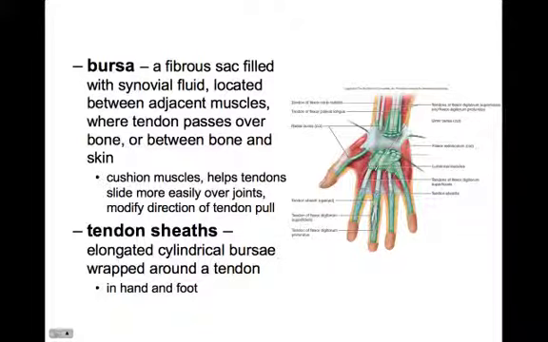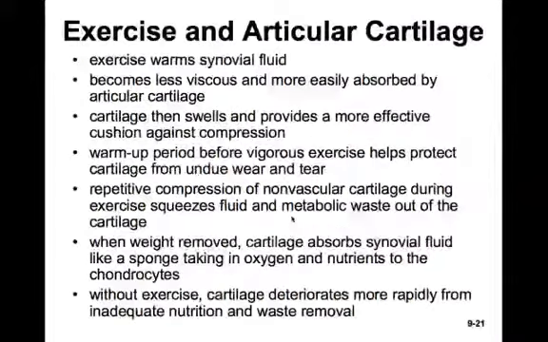You can see here in the hand several different bursa, and they allow tendons to slide across each other and pass over the bones with much less friction. Some of these bursa can be modified to form tendon sheaths. These are elongated cylindrical bursa that are wrapped around a tendon. You can see the radial bursa here as a tendon sheath.